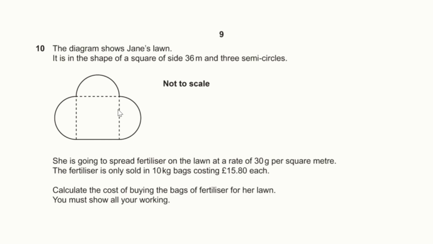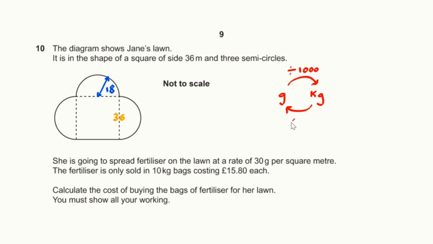Well, we've got the side of the square being 36. And what we can also do is find out the radius. The radius will be half of the 36. This is the diameter, so half the diameter is the radius. Here we have 18. And you will also find that here we've got kilograms and here we've got grams. So at some point, we also need to convert the units. Grams to kilograms, we divide by 1000.